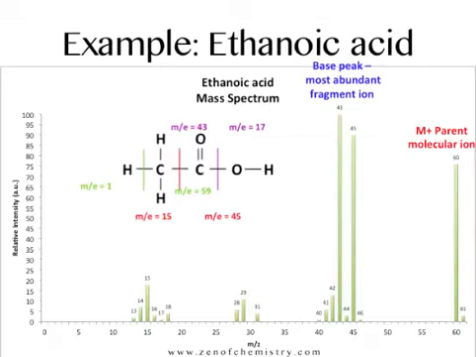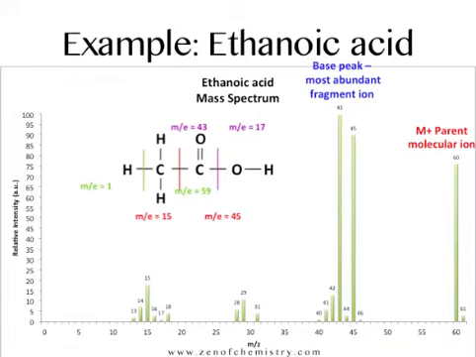So if we now have a look at a mass spectrum for ethanoic acid, you can see up here is our parent molecular ion at 60, because the molar mass of ethanoic acid is 60. I just want to point out this peak here, which is what we call our base peak. It is the most abundant fragment ion, and so it has a relative intensity of 100. We scale all of the other peaks in relation to our base peak, and if they're less abundant, they're going to be smaller peaks.